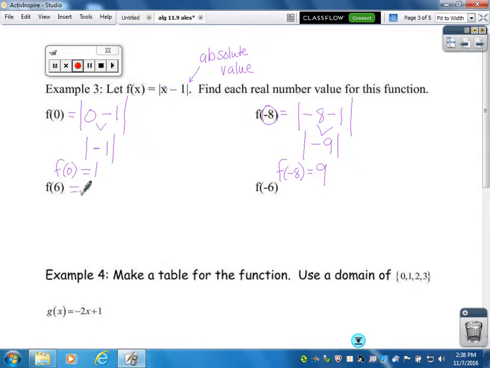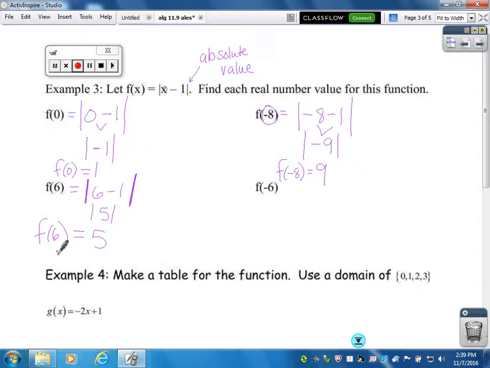So it says f of 6. So I'm going to plug in x equals 6 now. So I've got 6 minus 1 in these absolute values. So make sure you make those really nice and big so they don't look like your ones. And that is 5, but the absolute value of 5 is still 5. It is 5 away from 0. So the value of the function when x equals 6 is 5.